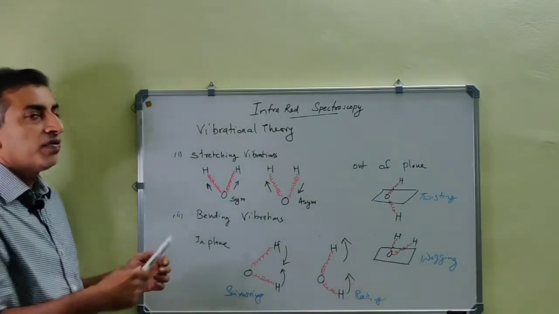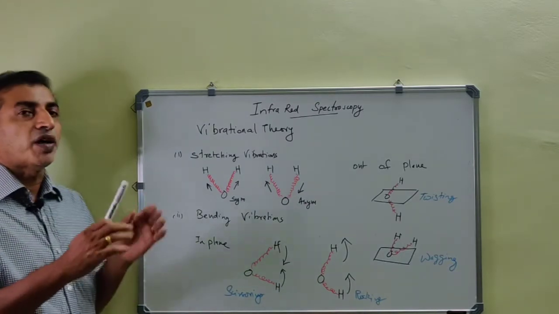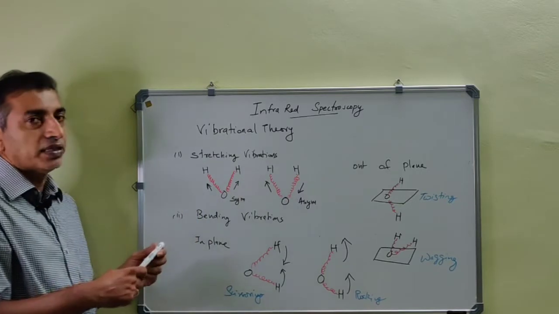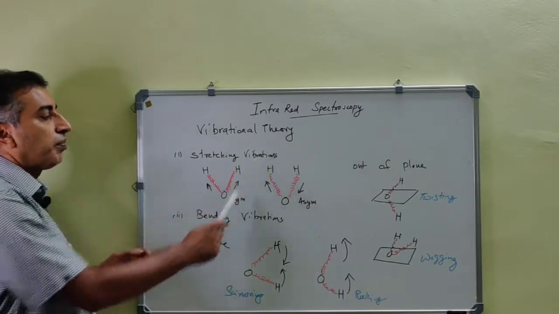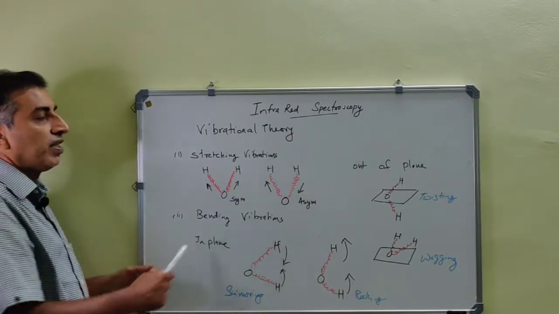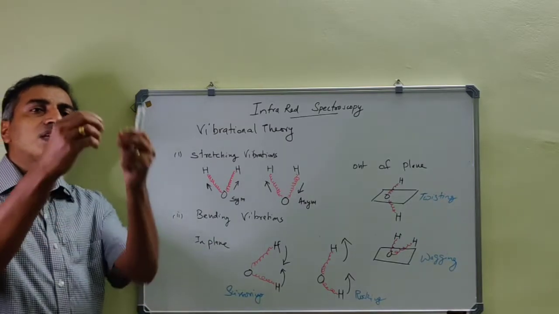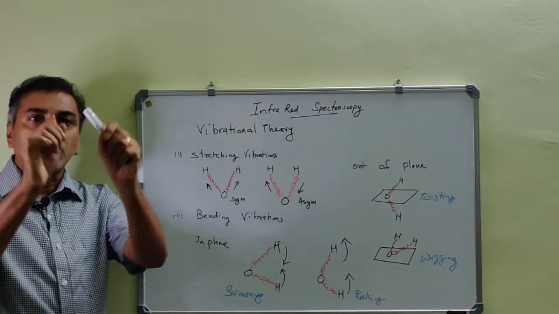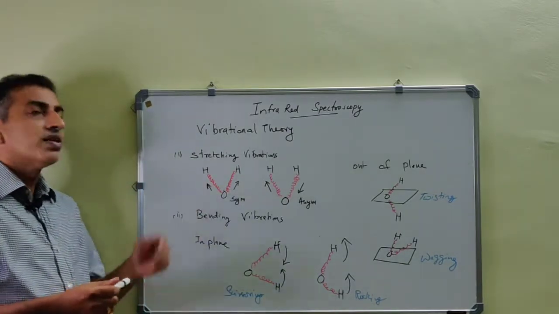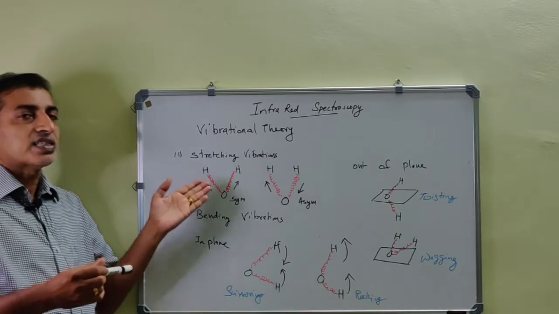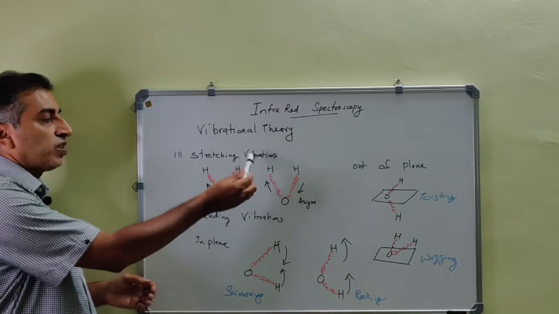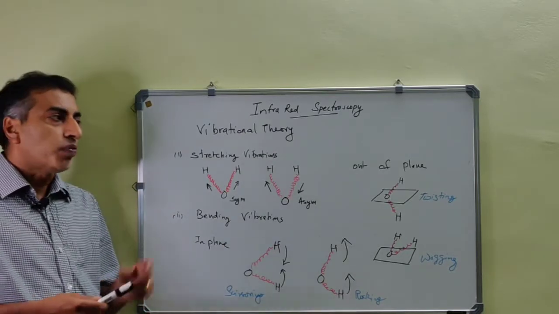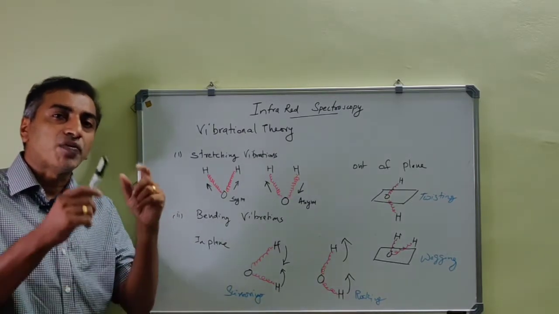So when you take vibrations, we have fundamental vibrations for a molecule. We have two types of vibration: one is stretching vibration and another is bending vibration. Stretching is nothing but, you take a spring and stretch it. And you can bend the spring also. Bonds are just like springs, so they show stretching vibrations as well as bending vibrations. If you take a molecule, possibly we have six fundamental vibrations.